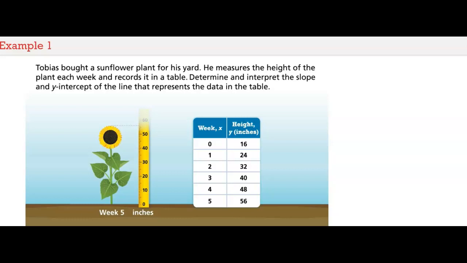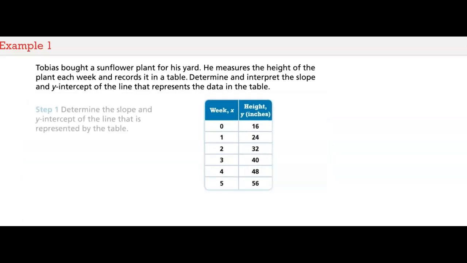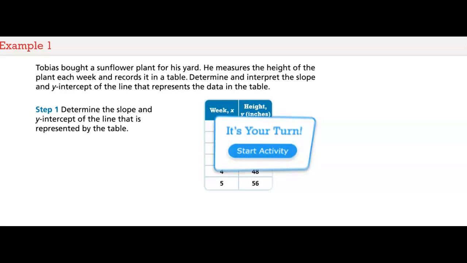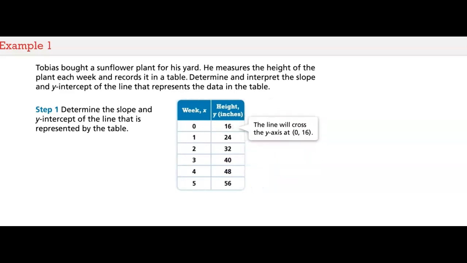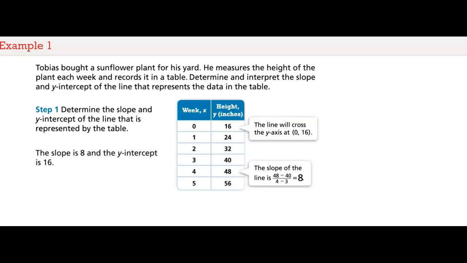Determine and interpret the slope and y-intercept of the line that represents the data in the table. Step 1. Determine the slope and y-intercept of the line that is represented by the table. The line will cross the y-axis at (0, 16). The slope of the line is the difference 48 minus 40, divided by the difference 4 minus 3, which is equal to 8. The slope is 8, and the y-intercept is 16.